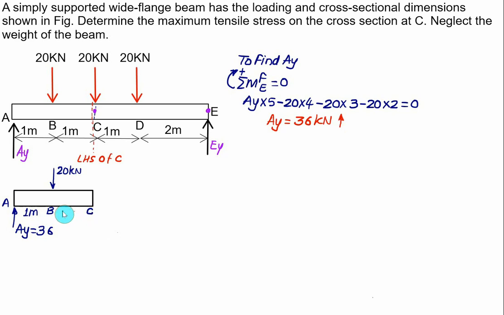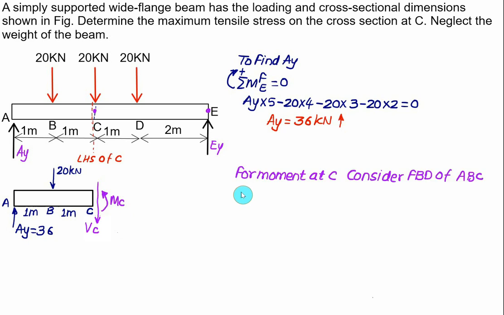B to C is equal to 1 meter. And here, let us assume the shear force is acting equal to Vc, and we have a reaction shown anti-clockwise equal to Mc. So here we'll take the moment of all the forces above point C.